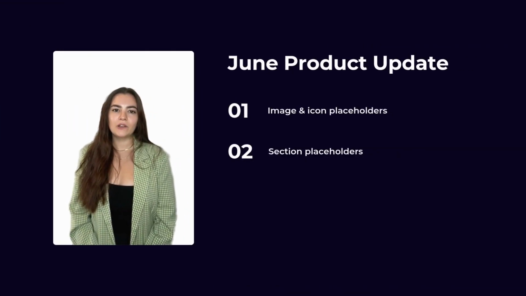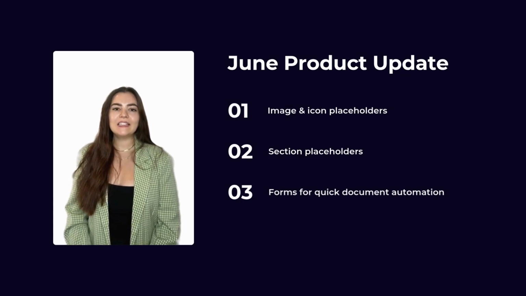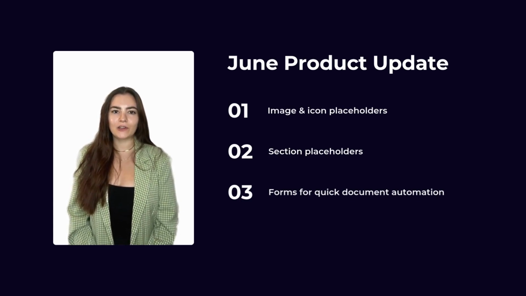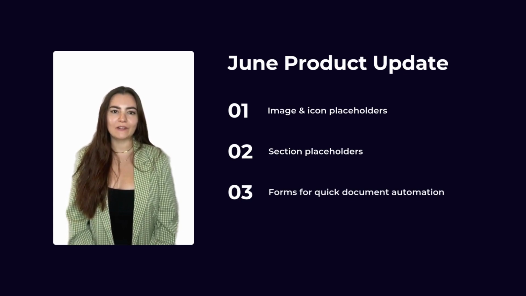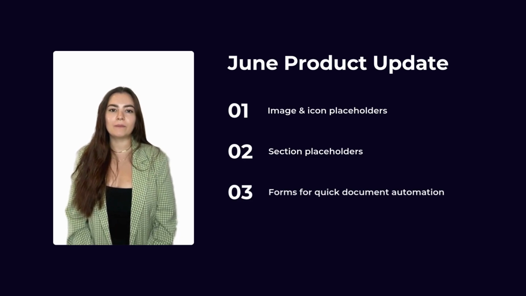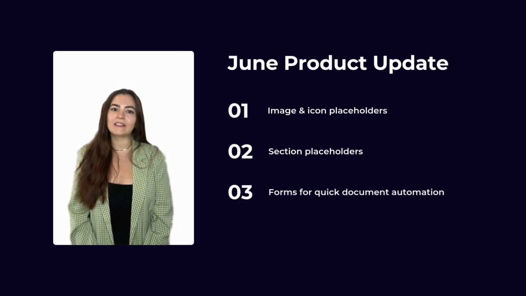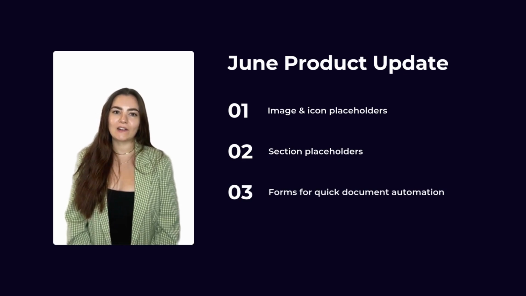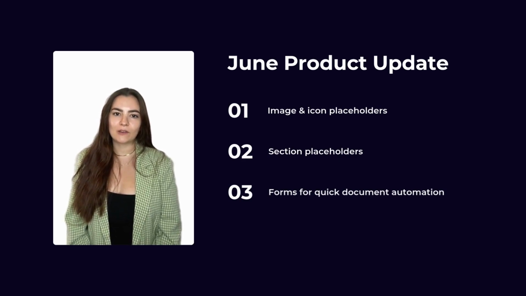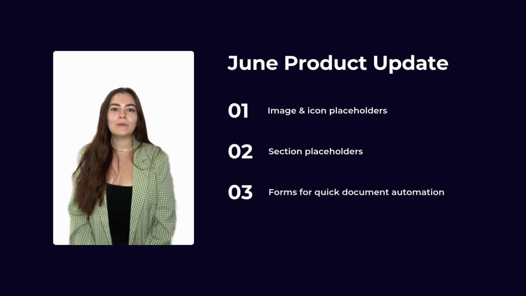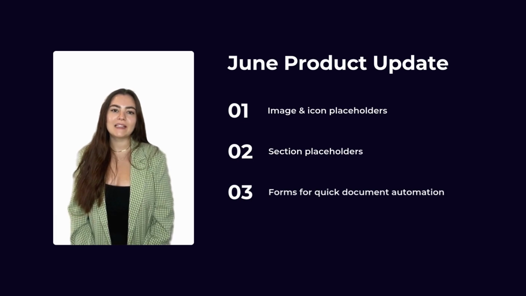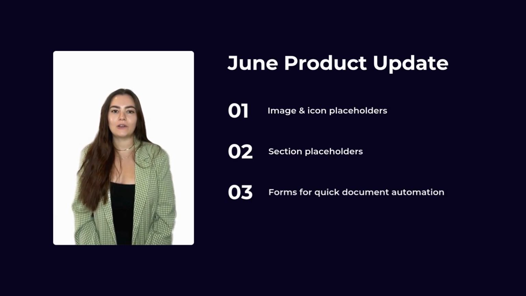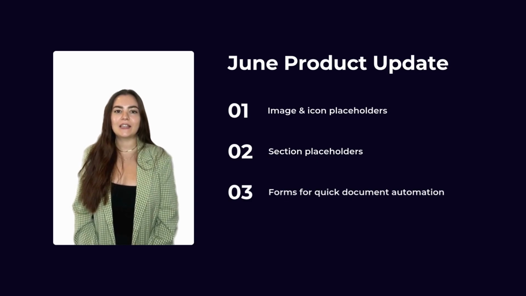Next, let's talk about document automation with forms. This feature lets you quickly generate tailored documents by simply answering a few guided questions. As you complete the form, the system automatically fills in the right content using placeholders for sections, standard text, images, and icons, building a fully customized document in seconds. This automation speeds up your workflow, minimizes manual effort, and helps ensure your documents are accurate. Let me show you how it works in action and how to set it up.